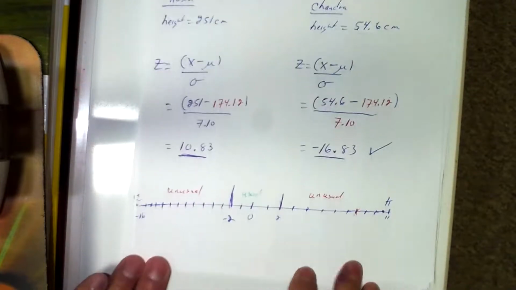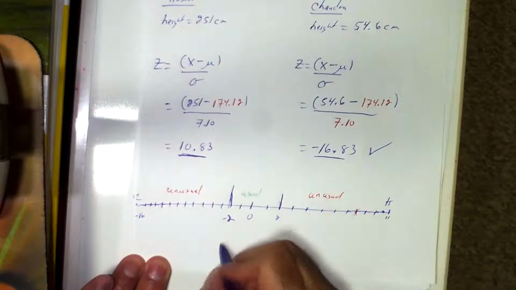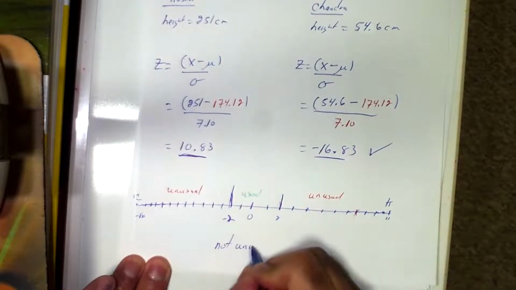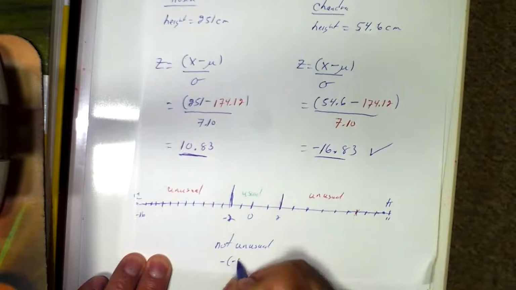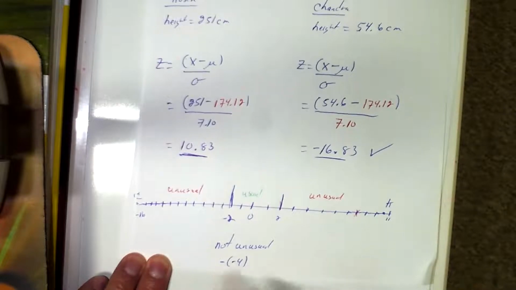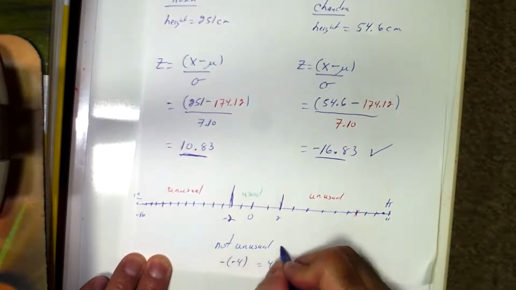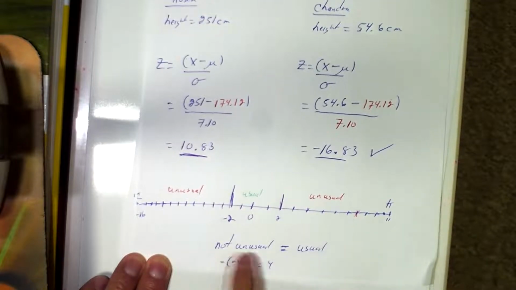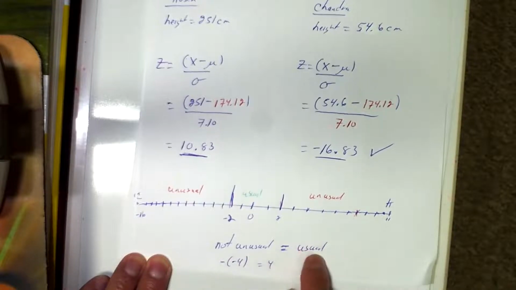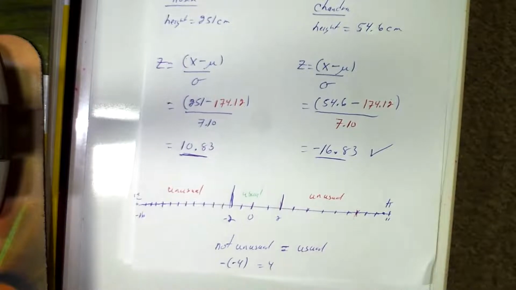So one of my students asked me, sir, what does not unusual mean? Good question. Not unusual is kind of like if you have a -4, what happens to the two negatives? It becomes a positive, right? So not unusual equates to usual. So anytime you see not unusual, just like the Tom Jones song, it's not unusual, that means it is usual. In case you ever come across it, just letting you know. Okay, so there's your z-score.